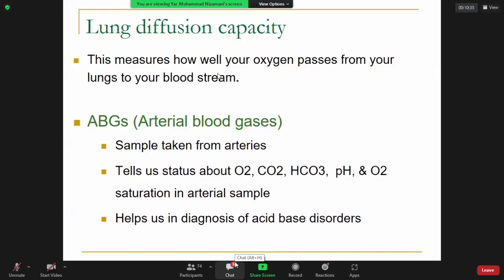This actually measures how well your oxygen passes from your lungs into your bloodstream. And last but not the least, it is ABGs, arterial blood gases. इसमें क्या होता है? We take the sample from the arteries. Usually, we use femoral artery and radial artery.